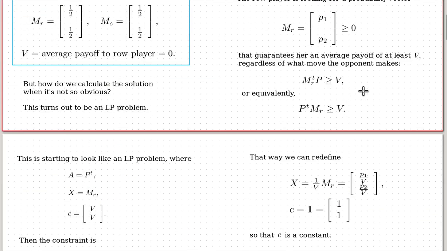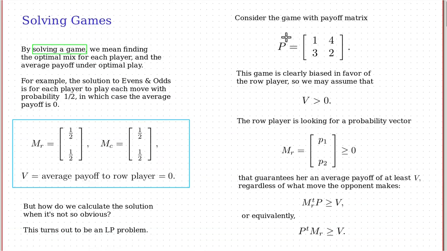You see, let me go back and look at that. Where's the payoff matrix, right? So the best thing is to play this first row 1/4 of the time and to play the second row 3/4 of the time, right? I don't think that's so obvious from looking at this, right? You clearly want to mix the rows, right?